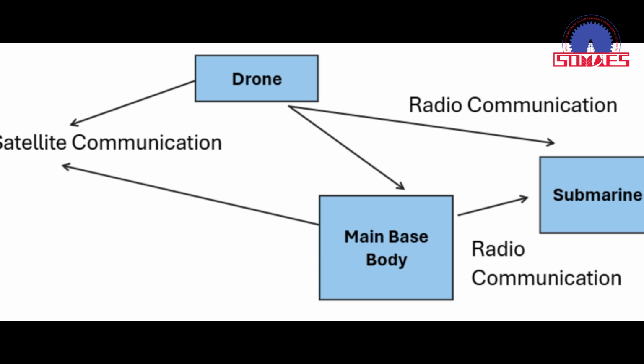At first, the drone and the main base body are connected to the satellite, and the communication is done through satellite communication. Then we have the drone connected to the submarine and the main base body with the help of radio communication. Since their range is less, we can use radio communication in this scenario. The main base body and the submarine are also connected through radio communication, so we have radio antennas at the main body and the submarine. As a whole, satellite communications and radio communications act in an interlinked fashion to ensure robust communication among the different robotic parts of this single robot.